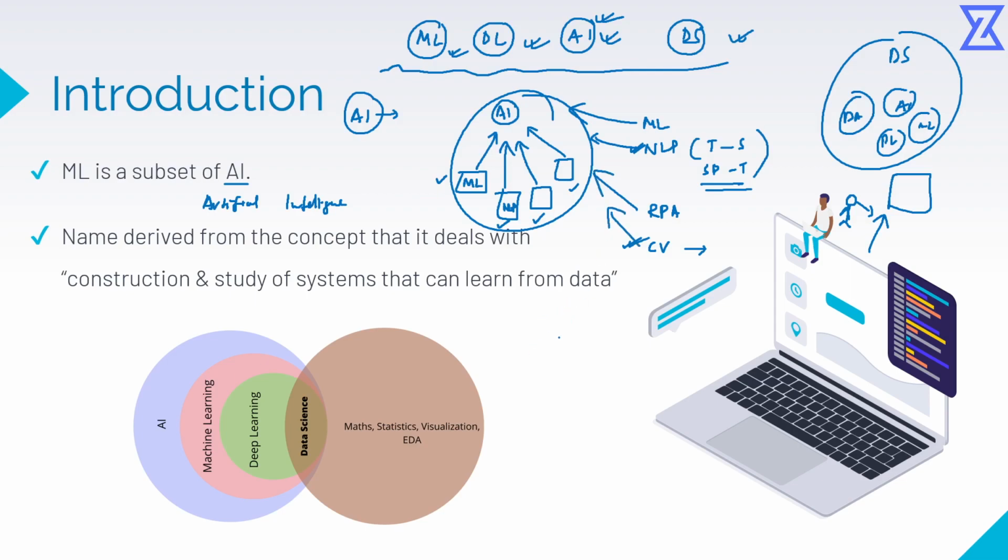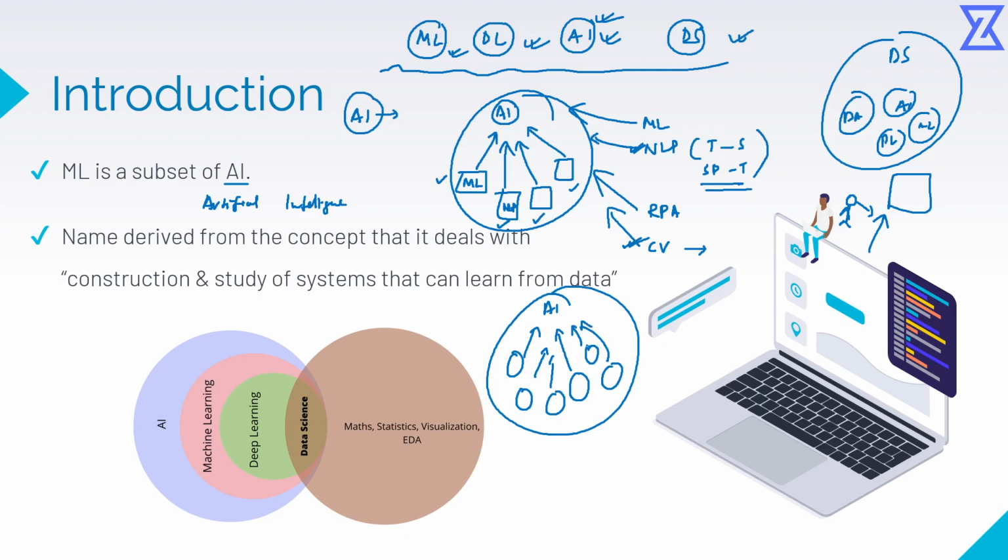In simple terms, AI is a superset. Machine learning, NLP, robot process automation, computer vision, text to speech, speech to text, all these things lead to AI. Okay. So ML is a subset of AI. Simple. What do you mean by deep learning? Deep learning is further a subset of ML. People say that machine learning and deep learning are different. Deep learning basically comes under machine learning, but it uses some advanced techniques.